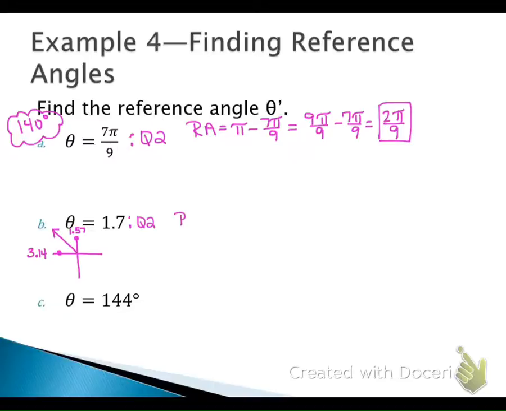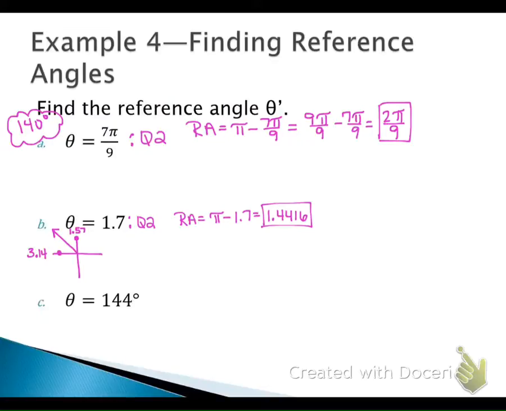So for quadrant 2, we know our reference angle, because this is in radians, we're going to take pi minus our angle. So we can just type that in our calculator, and we'll get 1.4416. That's our reference angle for 1.7.